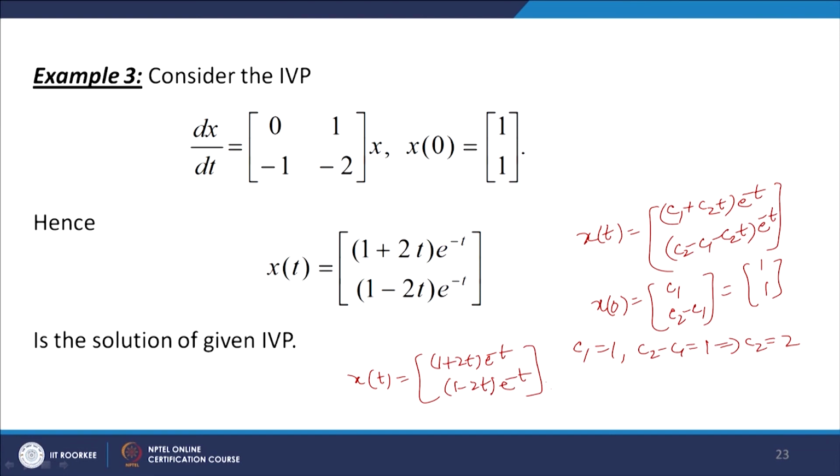So, this is how we get the particular solution of the initial value problem by satisfying the condition x(0) equal to (1, 1) in the general solution. So, this is how we solve this homogeneous system of linear differential equations.